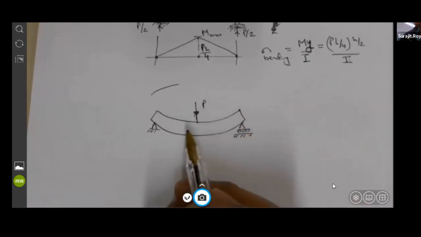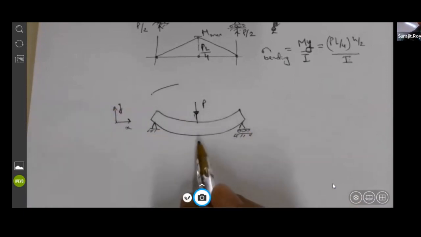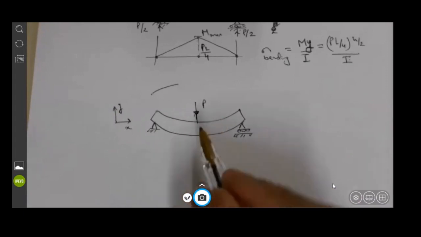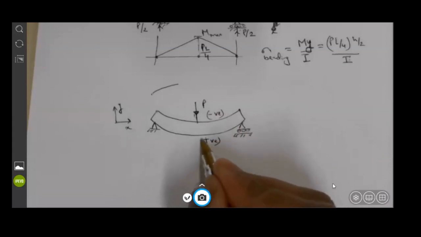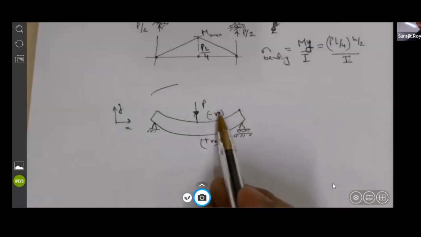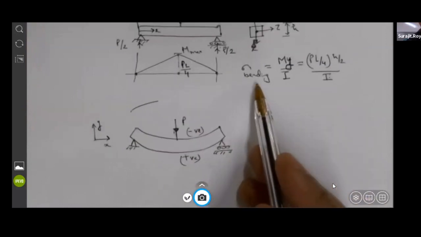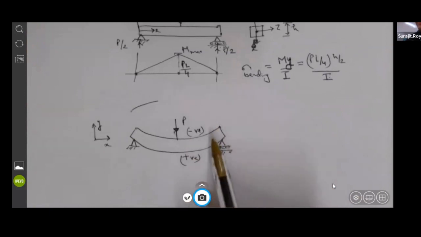So which one is in tension, which one is in compression? The top surface is in compression. Everybody agrees? And the bottom is in tension, right? Okay, so now my question is, or think about it: how will I represent the stress for sigma bending? Sigma bending basically means that due to bending, the stresses will be negative on the top surface and positive on the bottom surface.